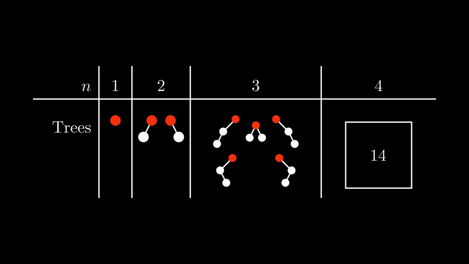If you want, pause the video and try to draw them all. In order to count these and similar objects in general, we introduce the concept of a combinatorial class. A combinatorial class is a set of objects equipped with a size function to the non-negative integers such that there are only finitely many objects of each size.